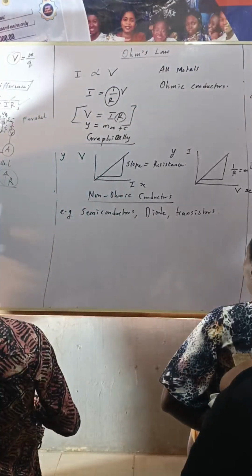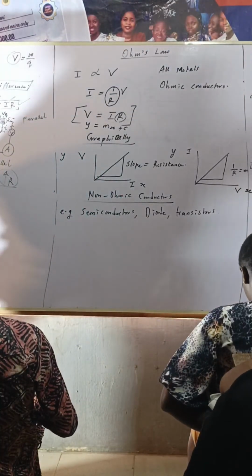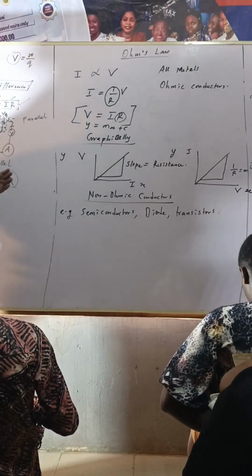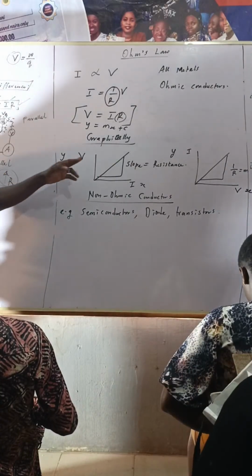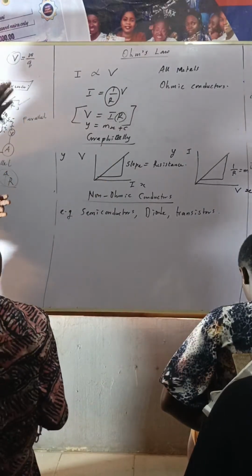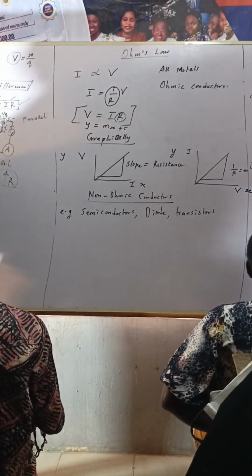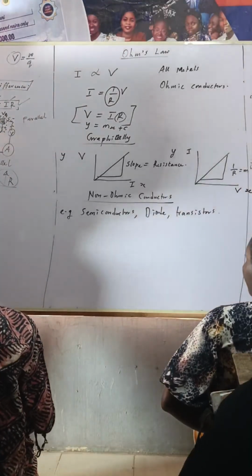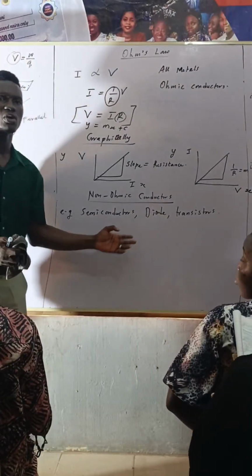So these ones do not obey Ohm's law. If you draw their graph, there's a way it used to look like. The potential and current used to vary, so they are not straight due to some factors. We will talk more about that when you get to semiconductors.